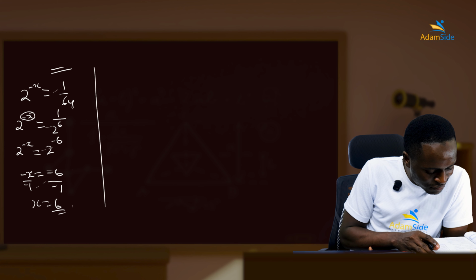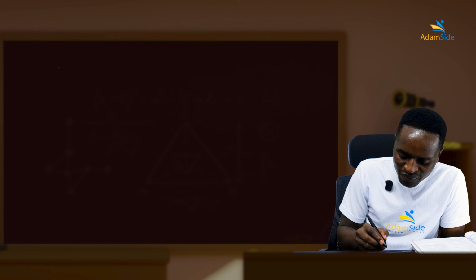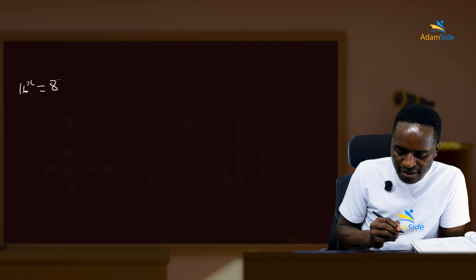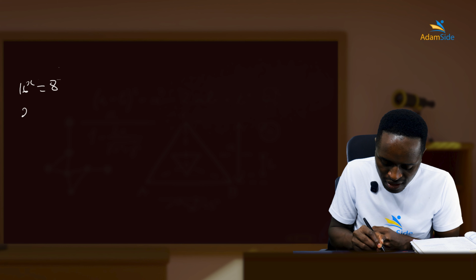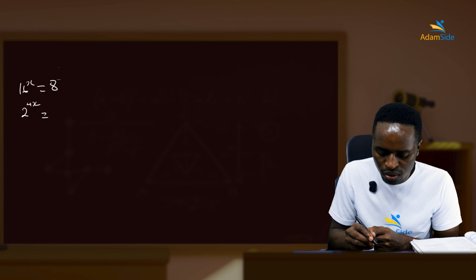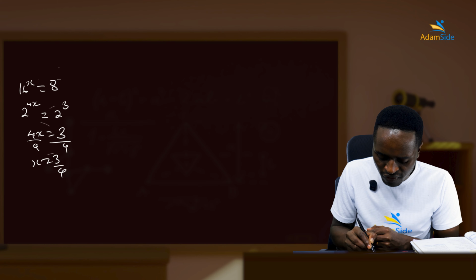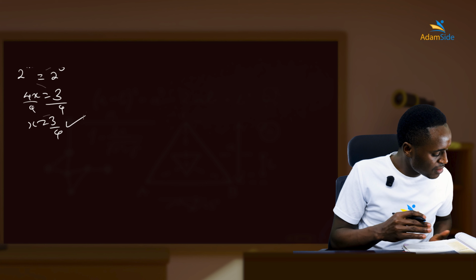Correct. You might also have a different form of question. Let's say they have 16 power x is equal to 8. What's 16 and what's 8? Change them into the same form. Simpler: 2 power 4x is the same as, because 2 times 2 times 2 times 2, and then 2 power 3. The same base 2, so equate the powers: 4x is equal to 3. Divide by 4, divide by 4. So x is the same as 3 over 4. Correct. So that's the majority of the questions that might come in this chapter.